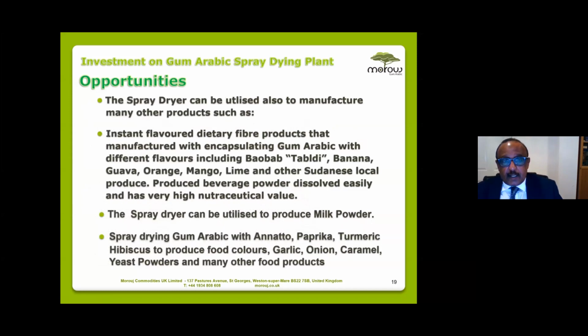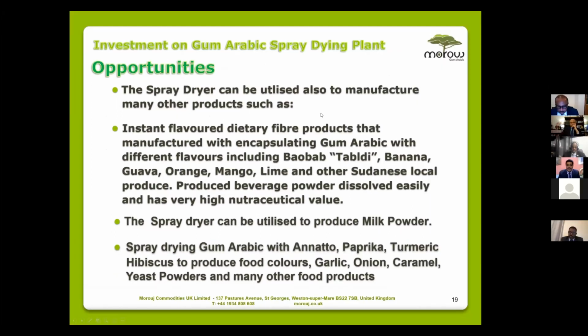The spray dryer is also important because we're not just using it for spray drying gum arabic. The spray dryer can be utilized for the production of many other products. It can be used for products such as instant flavored beverages and dietary fiber powder. It seems like it's Tang powder, but it's not. It's a very healthy powder.